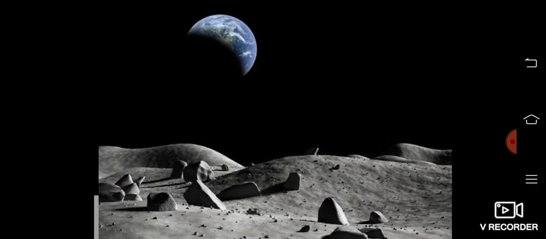Look at this, how the earth looks. This is the picture from the sun. The earth looks like a shining ball from the moon. It shines in the light of the sun. Like this, the moon also shines. Have you all understood? Yes, good.